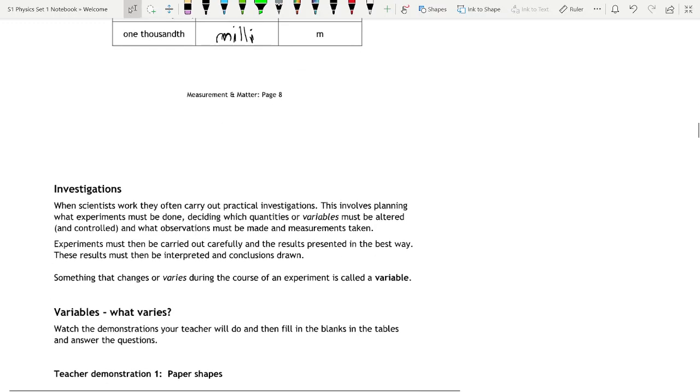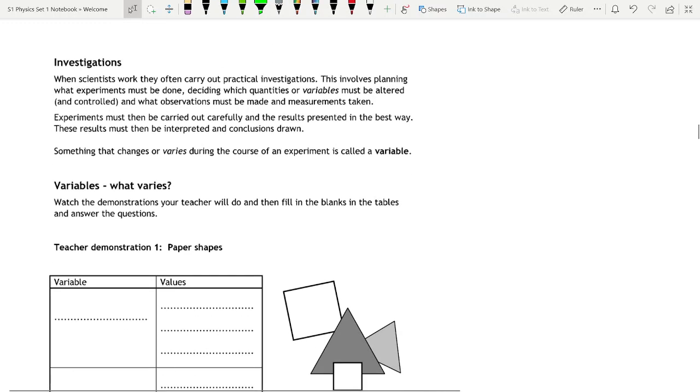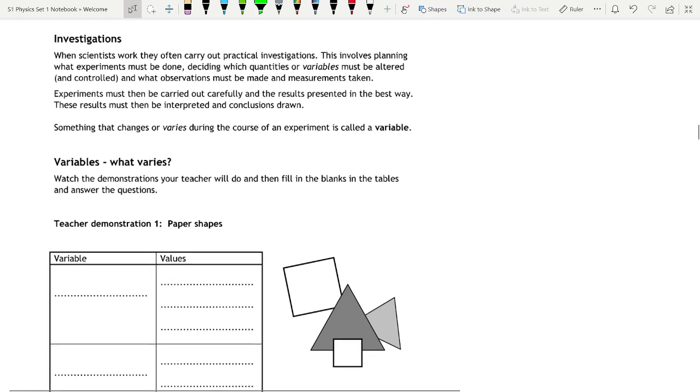So when scientists work, they often have to carry out practical investigations. And this involves planning what experiments must be done and deciding what quantities or variables must be altered and controlled, and what observations must be made and measurements taken. So experiments must then be carried out carefully and the results presented in the best way. These results are then interpreted and conclusions drawn. So something that changes or varies during the course of an experiment is called a variable.